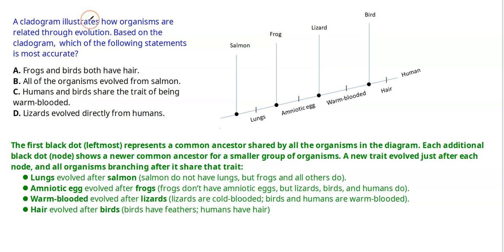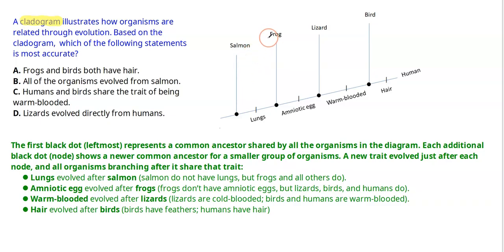In the following questions, I'm going to go over how to read cladograms. A cladogram illustrates how organisms are related through evolution. Based on this cladogram, which of the following statements is most accurate? Now, you can actually eliminate some answer choices right away. If you understand that cladograms show how organisms such as salmon, frogs, lizard, birds, and human evolved from a common ancestor. They do not evolve from each other.